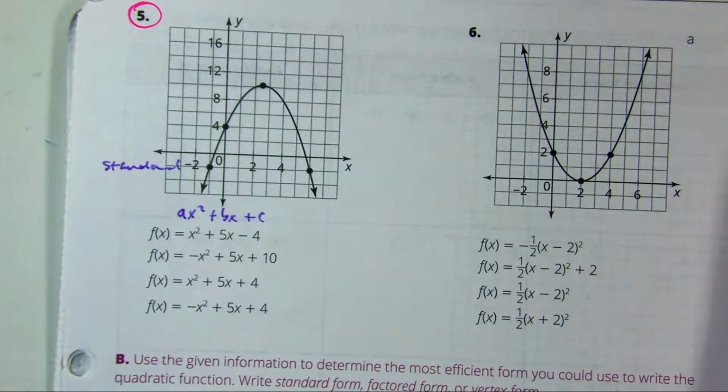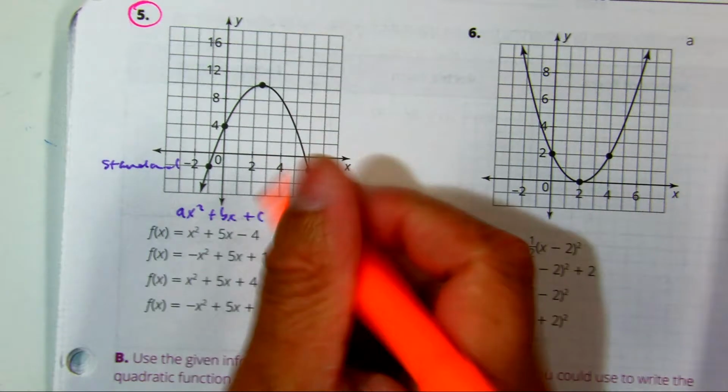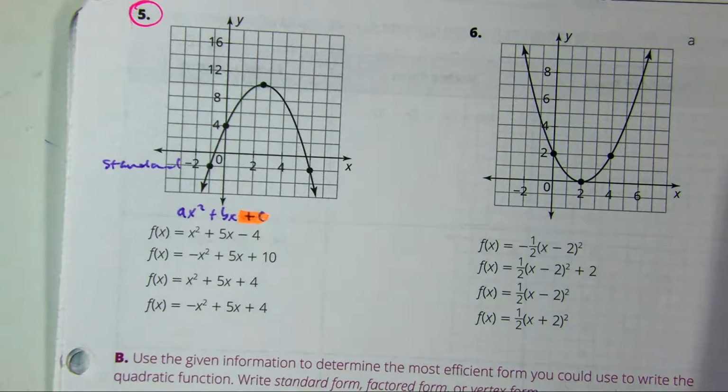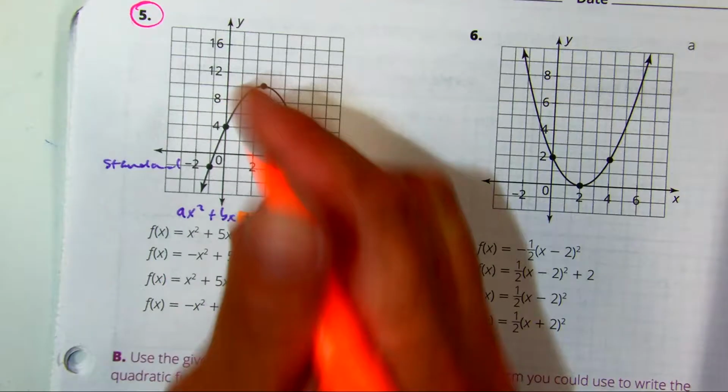Mylene, what is your C value based on the graph? Maybe a question for you. What does the C represent? Correct. Everyone put your finger on the y-intercept. I'll give you a hint. You should be on the y-axis. And it is right there.